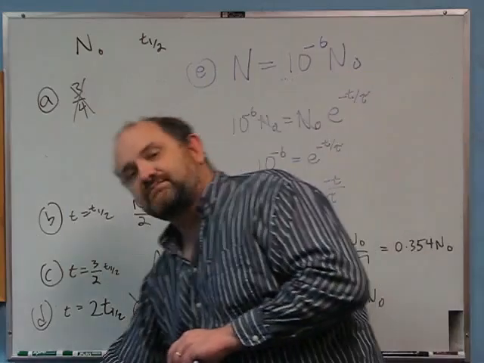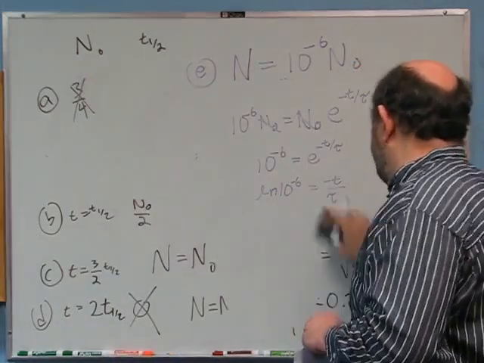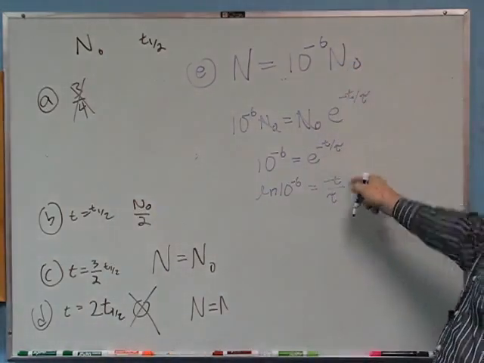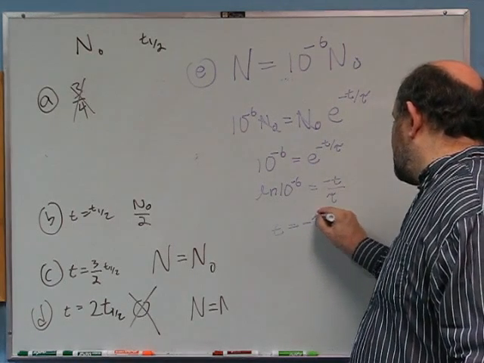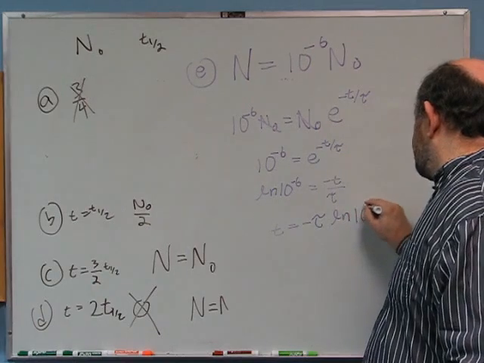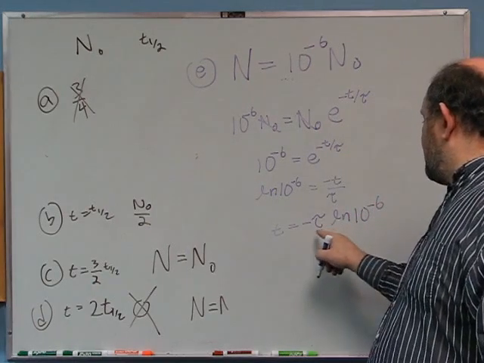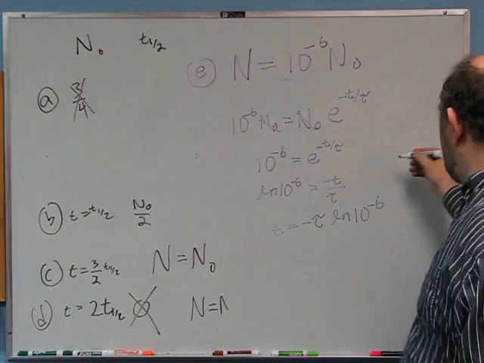Or, I have to erase more to make more space for myself. All right, so what we're after is T, so let's just solve this for T. So T is equal to minus tau times the natural log of 10 to the minus 6. But then also remember, what is tau?